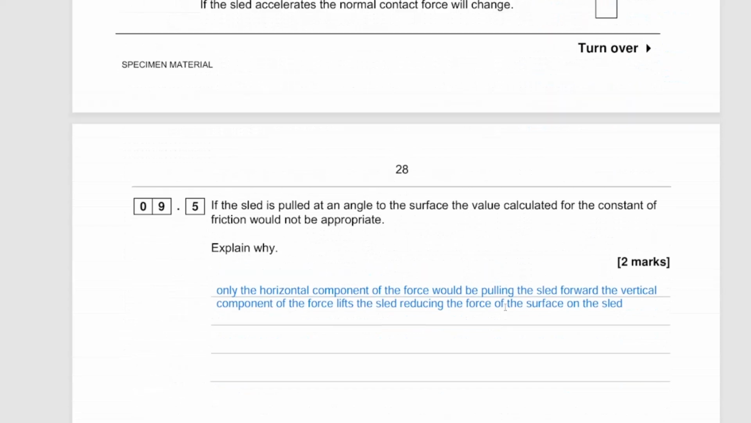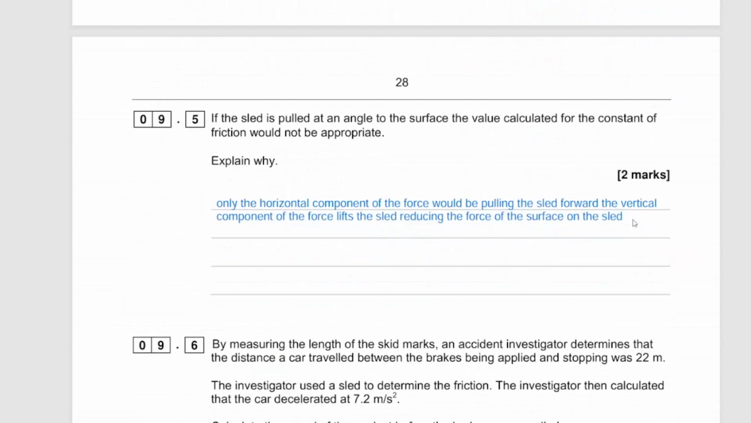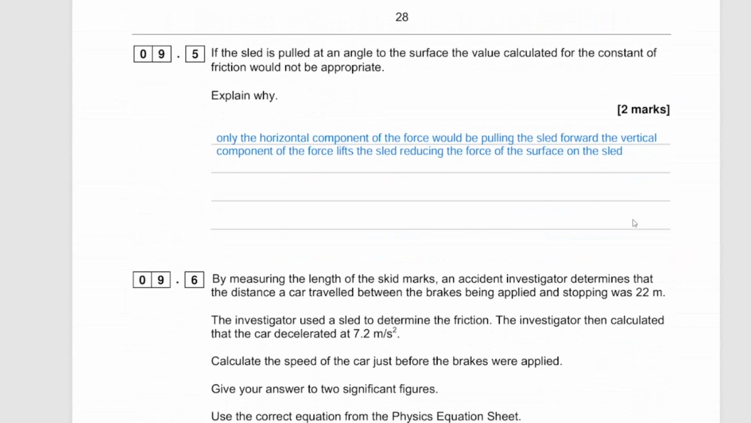Now for 9.5, if the sled is pulled at an angle to the surface, the value calculated for the constant of friction would not be appropriate. This is due to the horizontal component of the force pulling the sled forward, and the vertical component of the force lifts the sled, reducing the force of the surface on the sled. So if you're pulling it at an angle, there's a vertical force pulling it upwards, which changes the reaction force, messing up the experiment, as you won't be able to correctly determine the reaction force.